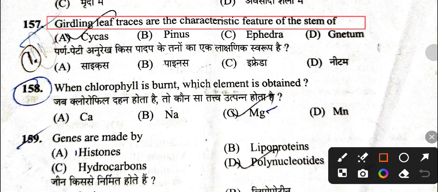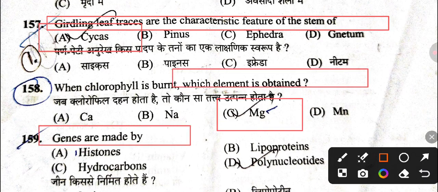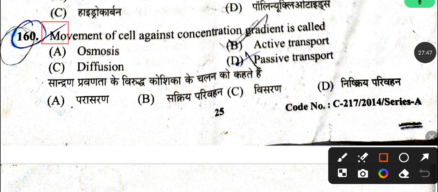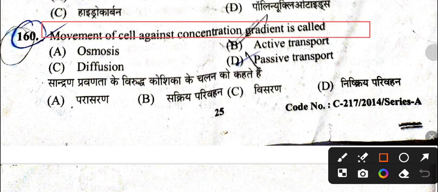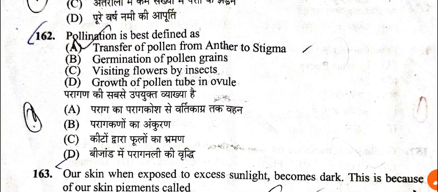Option A. When chlorophyll is burnt, which element is obtained? It is magnesium. Genes are made up of polynucleotide. Movement of a cell against concentration gradient is called active transport, which uses energy. Evergreen trees remain green throughout the year on account of leaves falling in small numbers at some intervals. Next, pollination is best defined as transfer of pollen from anther to stigma.